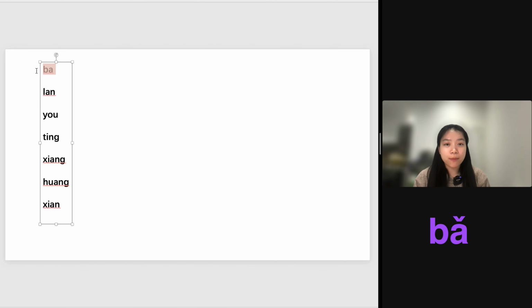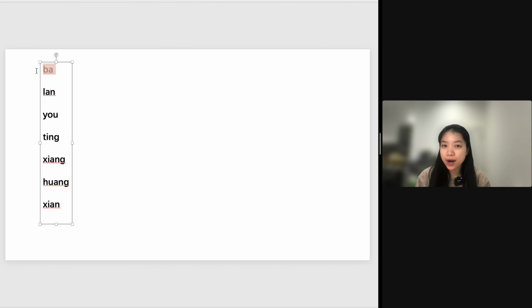Previously, some of my students felt it's difficult to pronounce the third tone. This is because when they try to pronounce the first beat, the falling tone, they didn't fall enough. So that's why it's easy to get confused between the second tone and the third tone. So when you practice the third tone, it's very important to fall a lot.